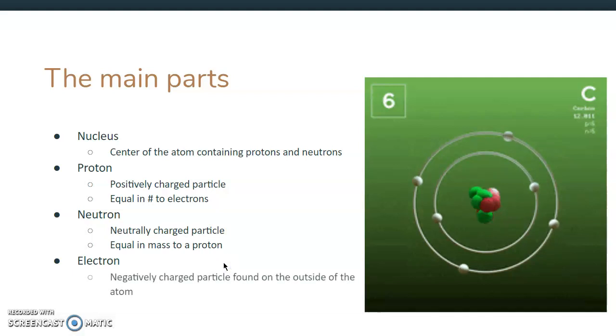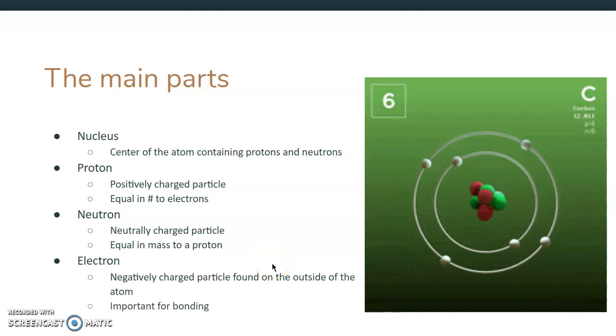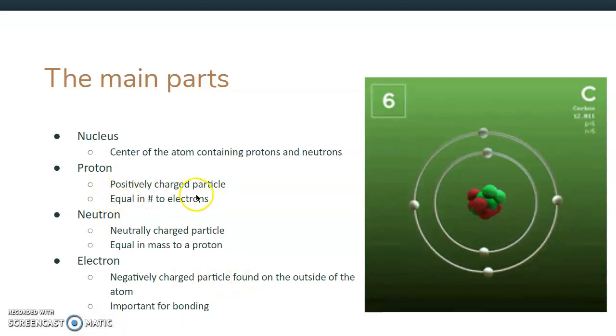And then we have, last but not least, our electrons. So our electrons are negatively charged particles found on the outside of the atom. So these 6 little balls orbiting the nucleus are our electrons, and also these are incredibly important when it comes to chemical bonding. So going back to our proton, it says it's equal in number to the electrons because for every positively charged proton, you need that many negatively charged electrons to have a neutral atom overall.